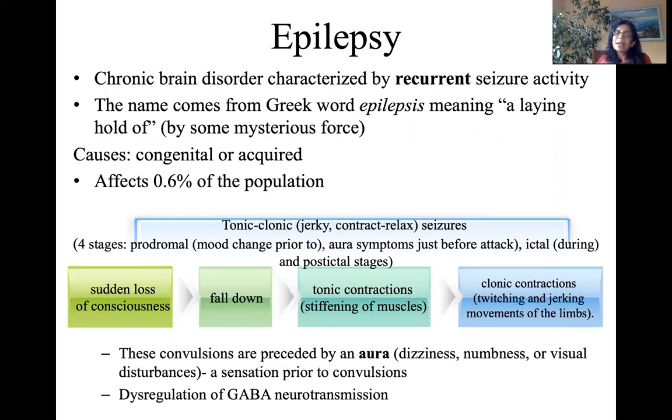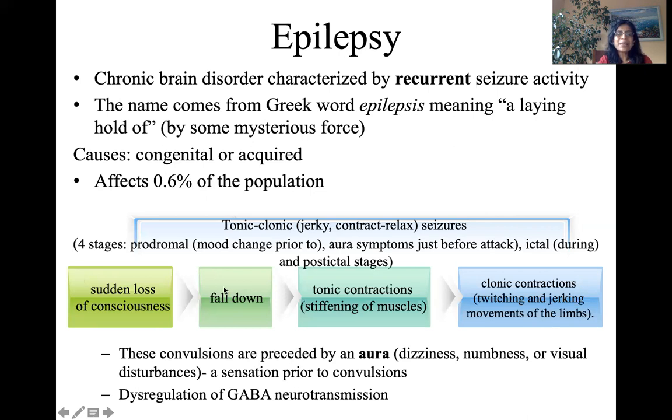Now we will talk about epilepsy. Epilepsy is one type of seizure disorder. This is a chronic kind. That means this is not just a random seizure, but there would be recurrent seizure activity. So it comes back so often, you see. The name epilepsis in Greek means a laying hold of. It's something to do with a mysterious force of some kind. Causes could be congenital, that means some sort of abnormality at the time of birth, or acquired. Affects about 0.6% of the population, all right?